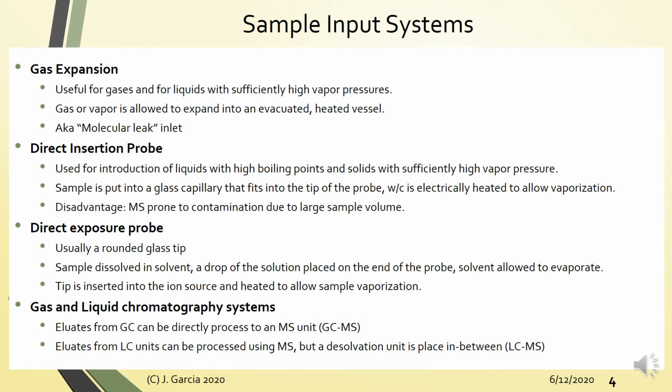So here are some of the sample input systems used for mass spectrometry. So you can just read this through. But what's important is that for all of this, again, the objective is to introduce a very, very small fraction of the sample into the instrument. Again, why? Because the instrument is very sensitive. Okay, so you don't want to overload your mass spectrometer.